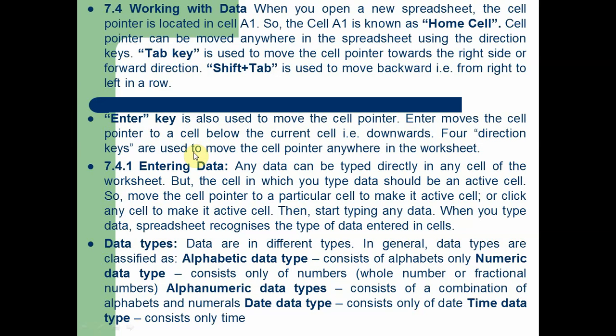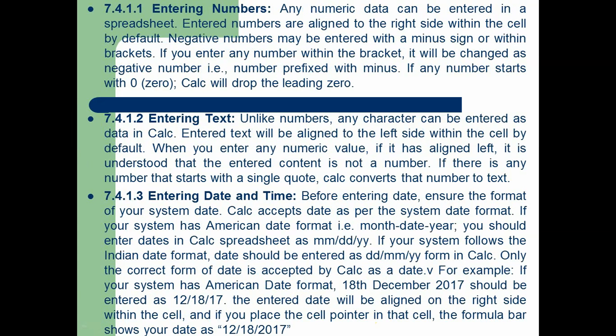We can enter any type of data in OpenOffice spreadsheet, OpenOffice Calc. So the data may be alphabet data, the data may be numeric data, it may be alphanumeric data, it may be date data, it may be time data. We will see what is the difference between this data when we enter any type of data in this.